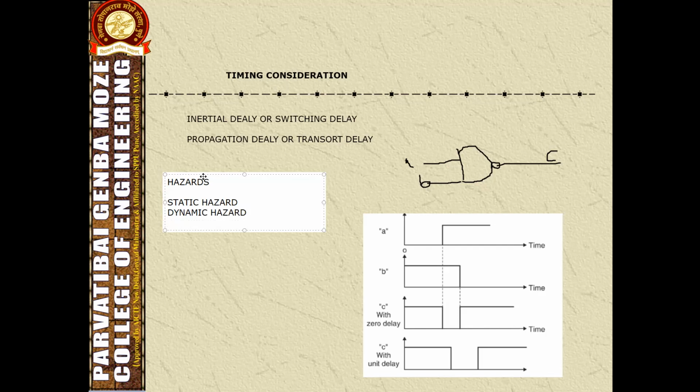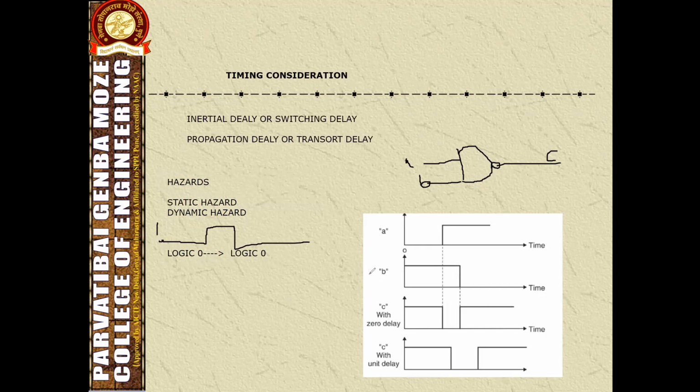Static hazard. The static hazard is mainly because the signal is staying in the same state. For example, if it is in logic state 0, then after some delay, it will stay at logic 0, this kind of delay. This is 0, this is 1, where the signal is staying in the same state.